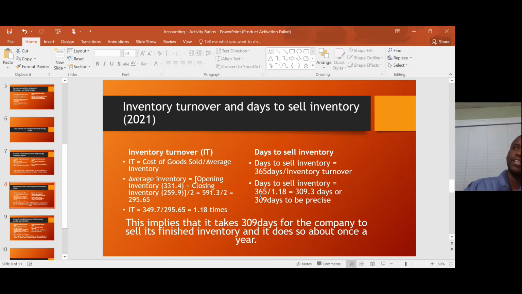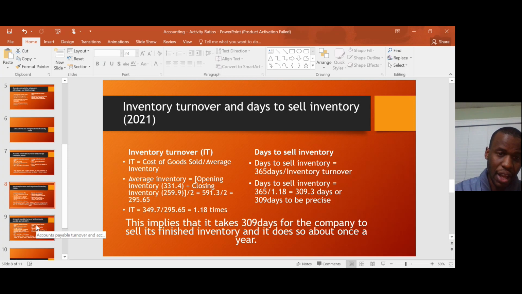So that implies that Canada Goose Holdings' product took a period of about 309 days to be bought. And this is not a very strong indicator for the company, because it shows that the inventory took quite some time on the shelves before it could be bought by customers.